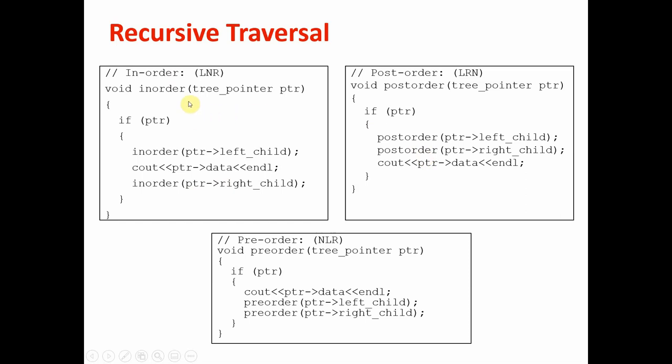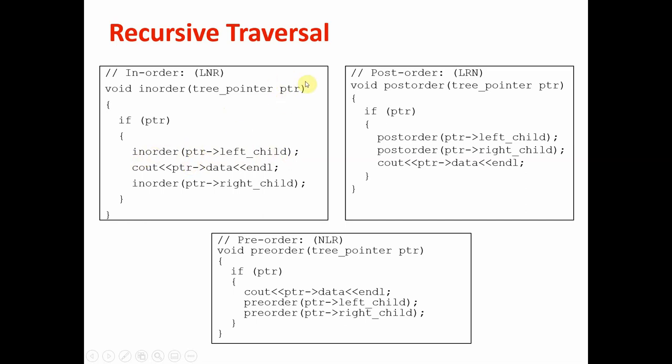So always remember that if you have a tree, you have the pointer that points to that tree, the root of the tree. So you have the root pointer, and you pass the root pointer to the function, okay? If that pointer is not null, in the in-order traversal, you call the same function for the left subtree. For the left subtree, we need a pointer that points to the root of the left subtree. We do have it: the left child pointer of the root, right? So that's what we do, okay?